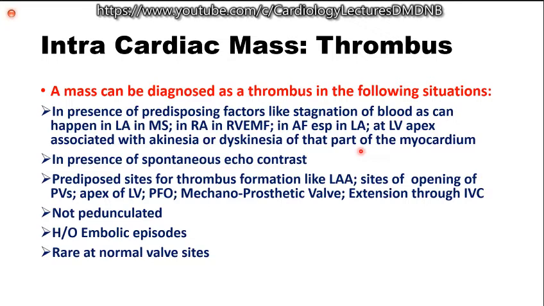History of embolic episodes will be another point for you to suspect thrombus. Thrombus is rare in normal valves, and also very rare in the outflow regions where the blood is flowing very fast. It's very uncommon to have a thrombus formation in regions where the blood is flowing very fast. Mostly it occurs in regions where there is stagnation of blood.